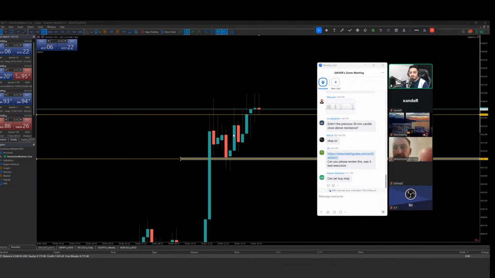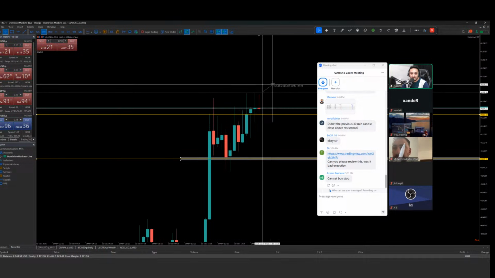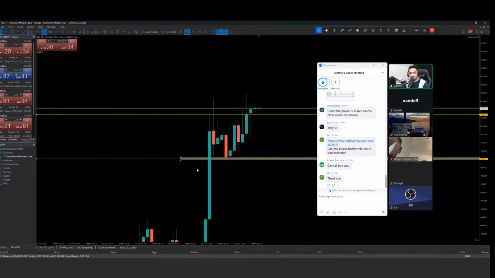Okay, can set buy stop. Actually, a buy stop could slip easily in this situation. So I am not interested in a buy stop. I would like to execute manually. Wow, it's great. It's rejecting. It's great that you never let me execute before the opening of the NY session. So let's see.